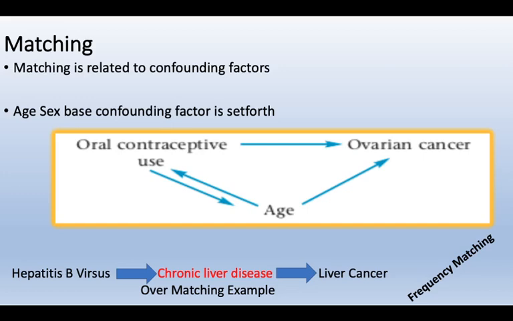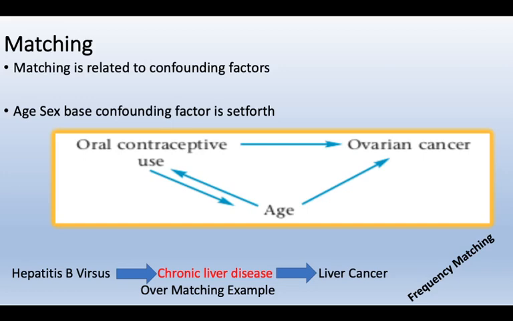So matching is related to the confounding factors. Age and sex are confounding factors. Over here, in the example, oral contraceptive use is compared with age when we are comparing it with ovarian cancer. The triangle says we are interested to see whether the use of oral contraceptive has any association with ovarian cancer. In order to know that, we are also taking into account the age of the individual who is using the oral contraceptive. Now there are two additional questions which come to anyone's mind.